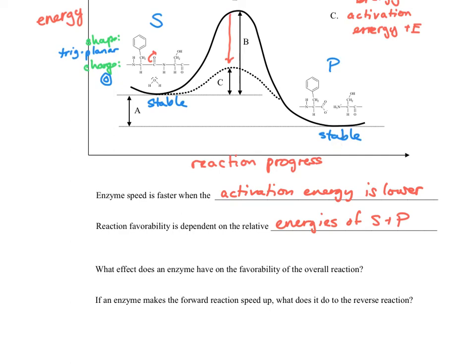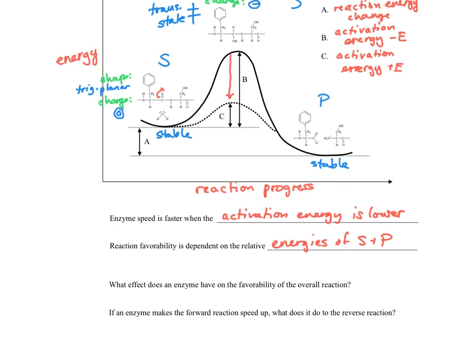Okay, let's zoom out a little bit. Remember, the dotted line there is the presence of the enzyme. What effect does the enzyme have on the overall favorability of the reaction? Remember, the overall favorability is the difference from here to here. And notice the enzyme doesn't change that. So the answer is nothing. The enzyme cannot make this reaction more favorable or less favorable in the forward direction. That's already determined by the difference between substrate and product right there.